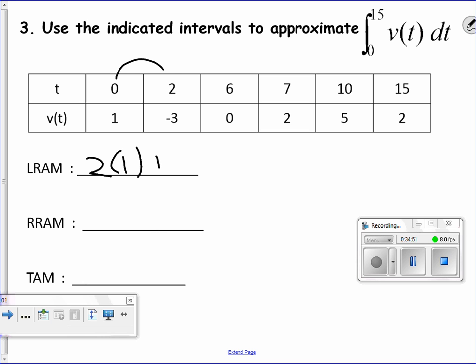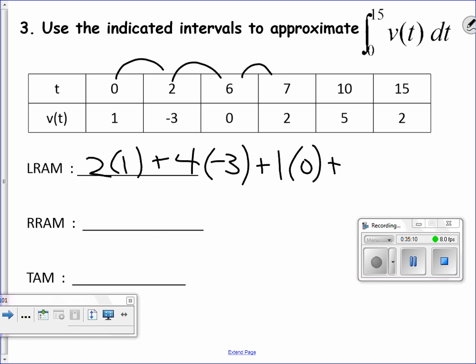All right, moving on to the second rectangle. What's the width? And we're going to multiply it by -3, the y on the left. We're doing the left thing. The next one, 1 times 0 plus 3 times 2 plus 5 times 5, right? Yeah.